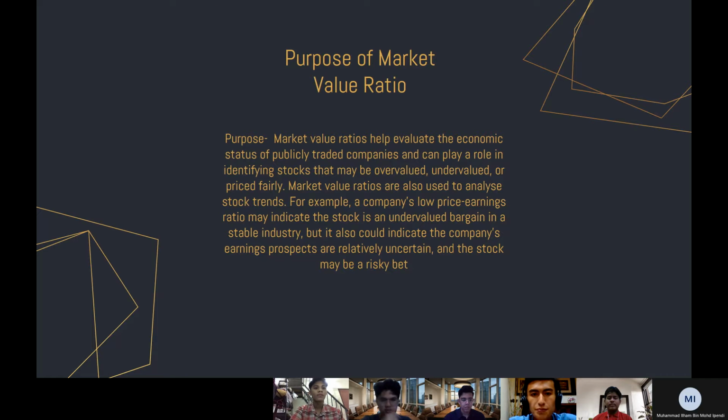Alright, so the purpose of the market ratio. The market value ratio helps to evaluate the economic status of publicly traded companies, and can play a role in identifying stock that may be overvalued, undervalued, or priced fairly. Market value ratios are also used to analyze stock trends.